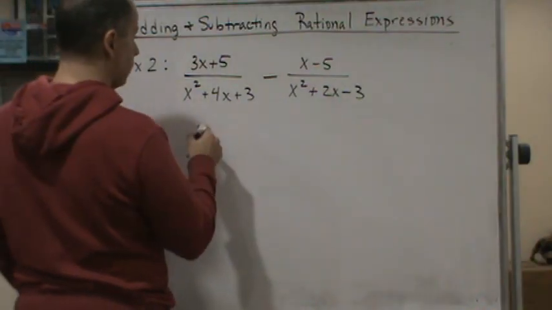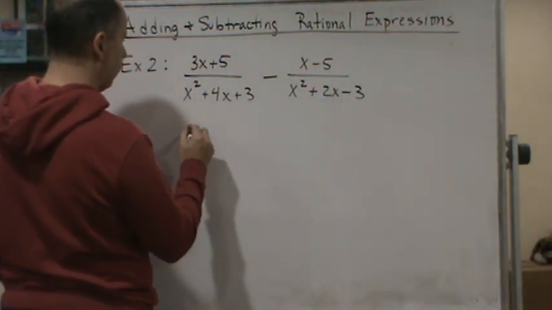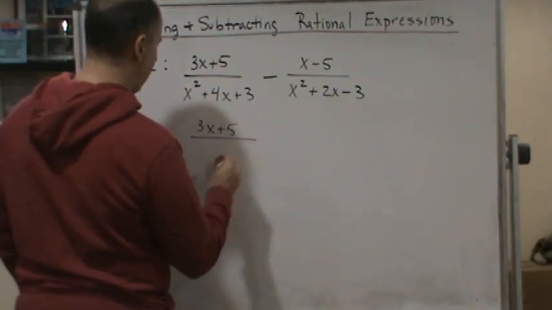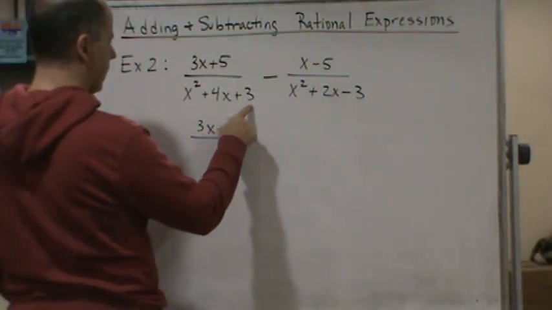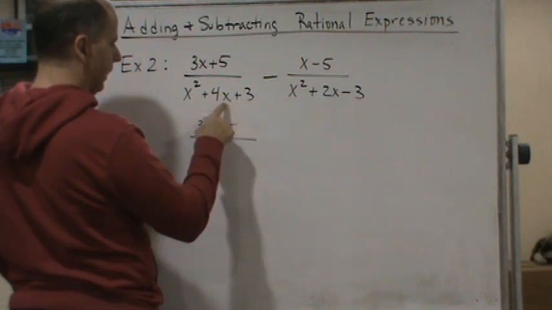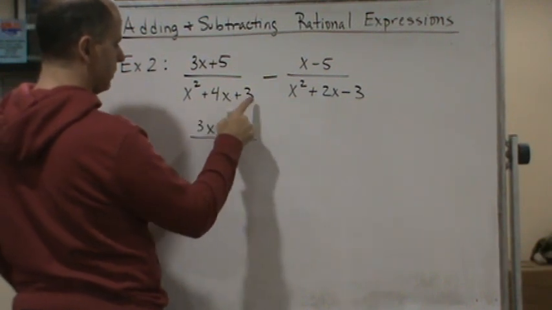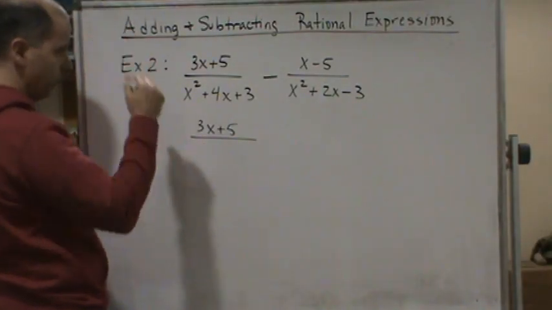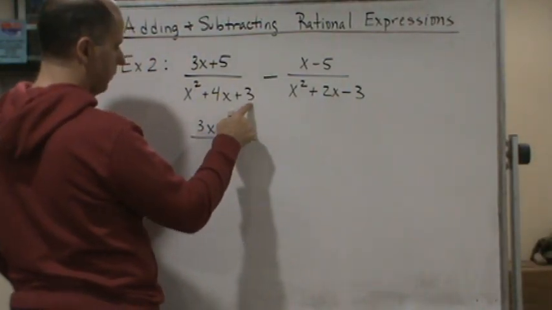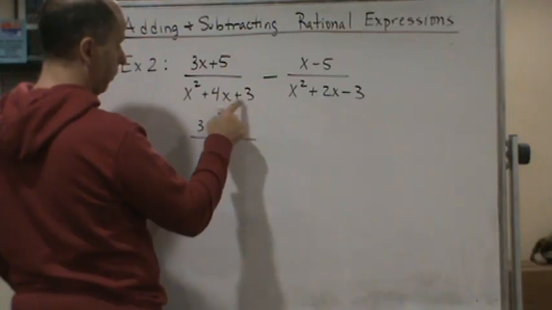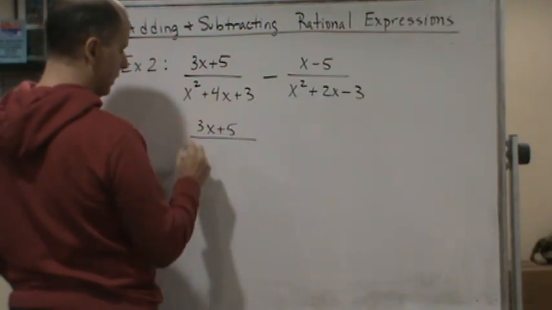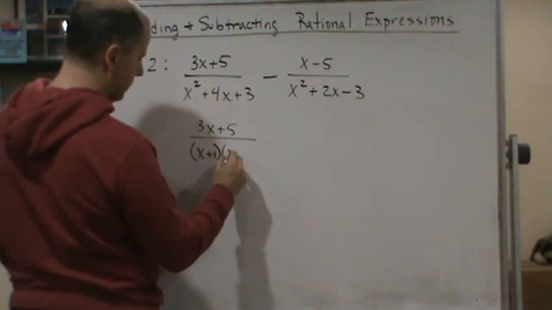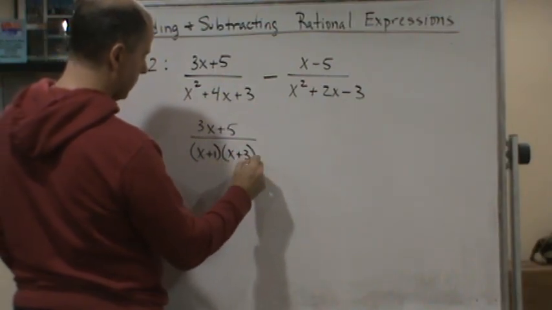Okay, so let's rewrite this. So this is going to be 3x plus 5 over, now this is going to factor, this is 3 and this is 2. They're both positive, so this is either going to be both negative or positive, but since this is positive, they're both positive. So this is going to be 3 times 1, right? Because 3 plus 1 is equal to 4. So this is going to be x plus 1 times x plus 3.